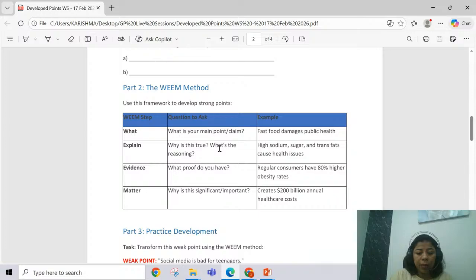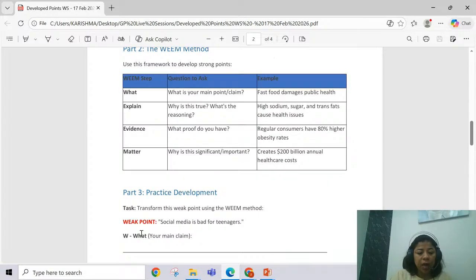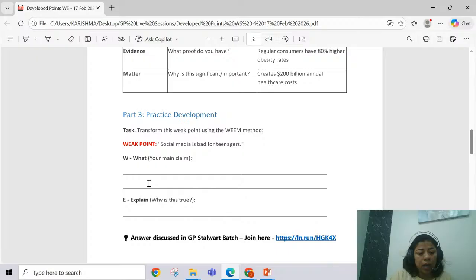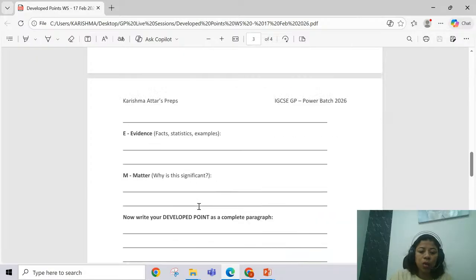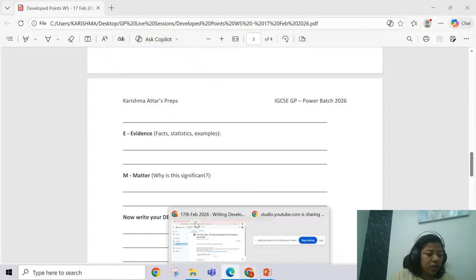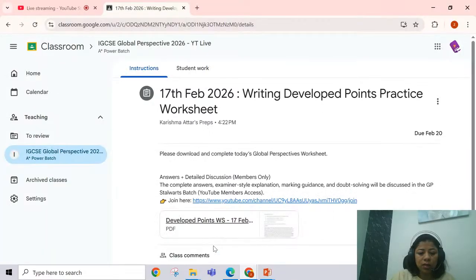Part 2, BEAM method, practice development, how to. I have covered all the ways to scaffold your learning up to the top grade through this worksheet. Complete it by Friday, upload it in Google Classroom, turn it in. So the Google Classroom link is there in the chat over here. Click on that link and you will be joining through the right email ID, wherein you will be able to access this worksheet.